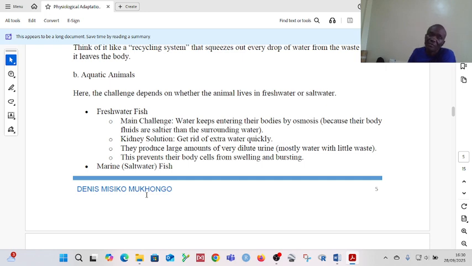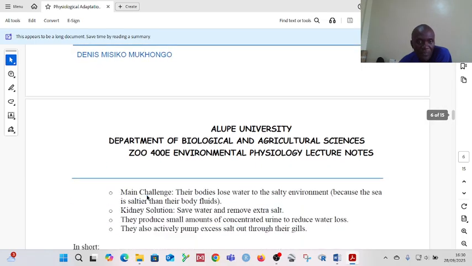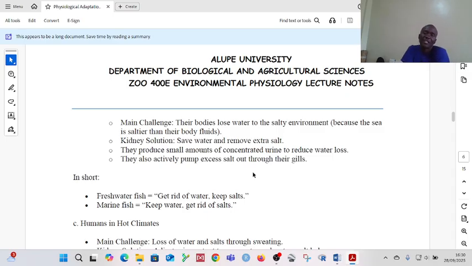What happens now to fish or organisms that are found in a marine environment? A marine environment has a higher salt concentration. So the challenge that the fish within a marine ecosystem encounter is that their bodies are now losing water to the salty environment. Okay? So the sea is saltier. The sea has a higher osmotic potential. So water can now move from an area of low osmotic potential to an area of higher osmotic potential.